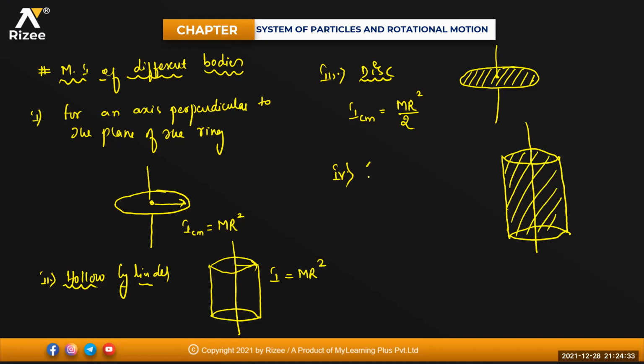Okay, so next one is for your solid cylinder. For solid cylinder also, moment of inertia will be the same. So ICM will be equal to m into r square divided by 2. Clear, beta? So for the ring, it is mr square. For hollow cylinder also mr square. For the disc, it is mr square by 2. For solid cylinder also, it is mr square by 2.